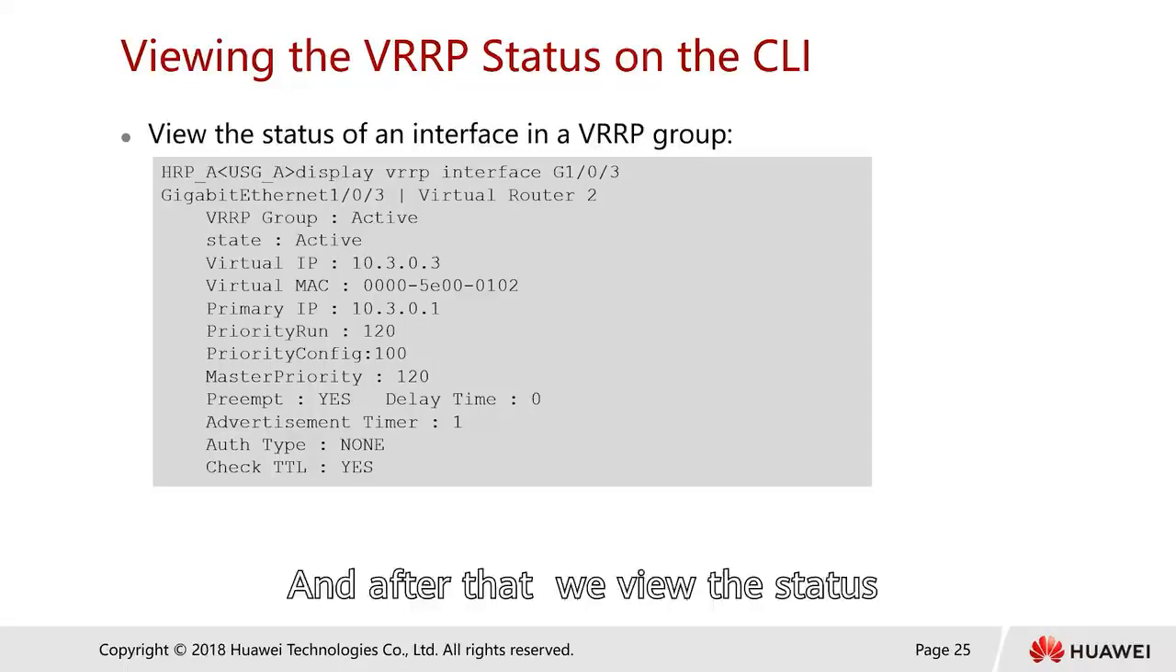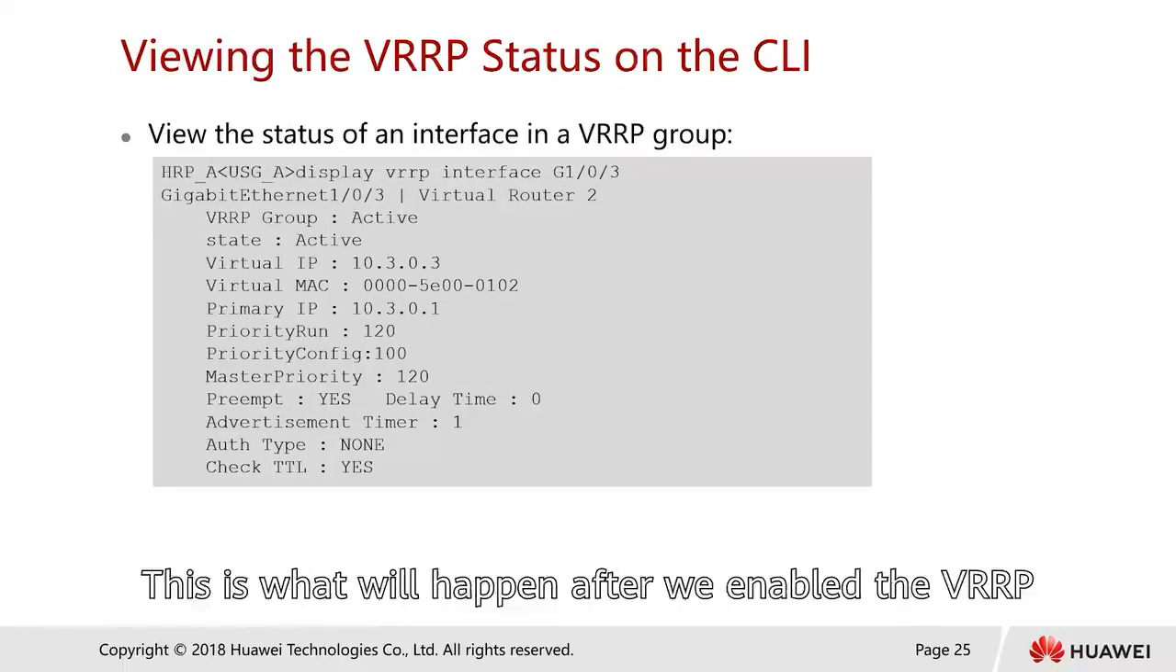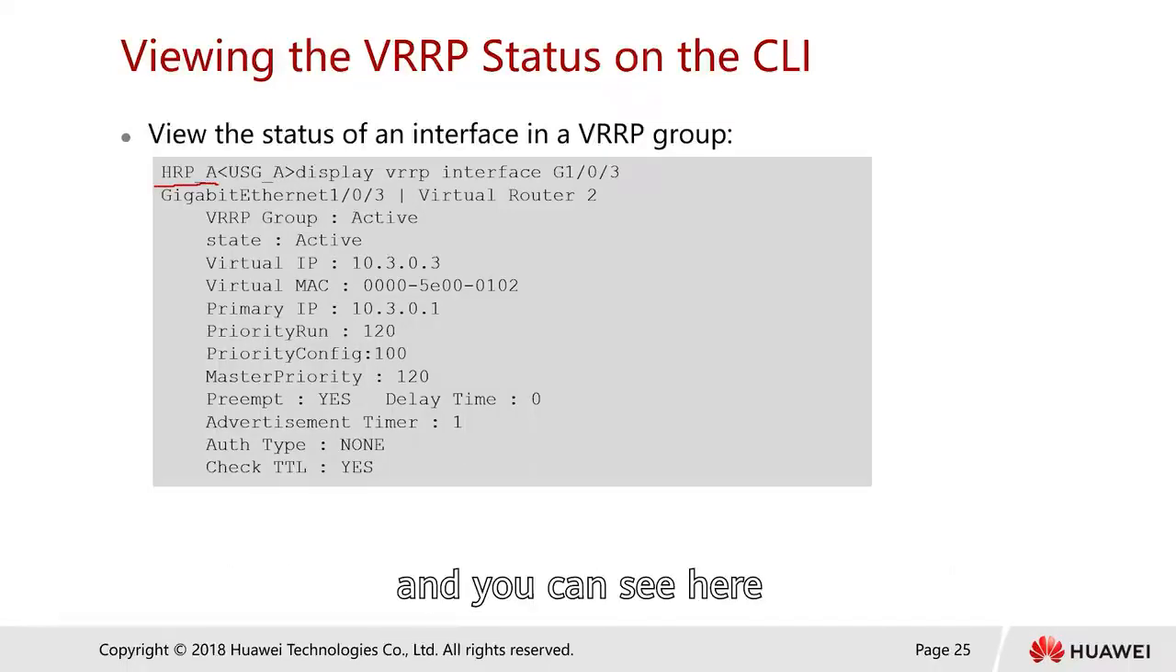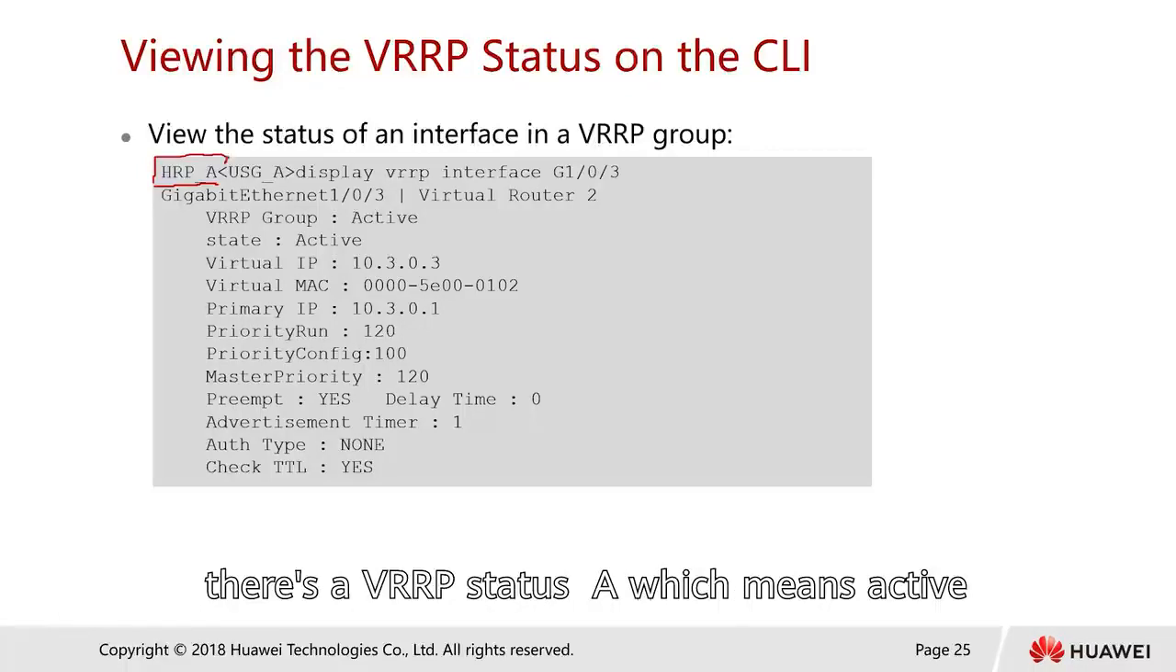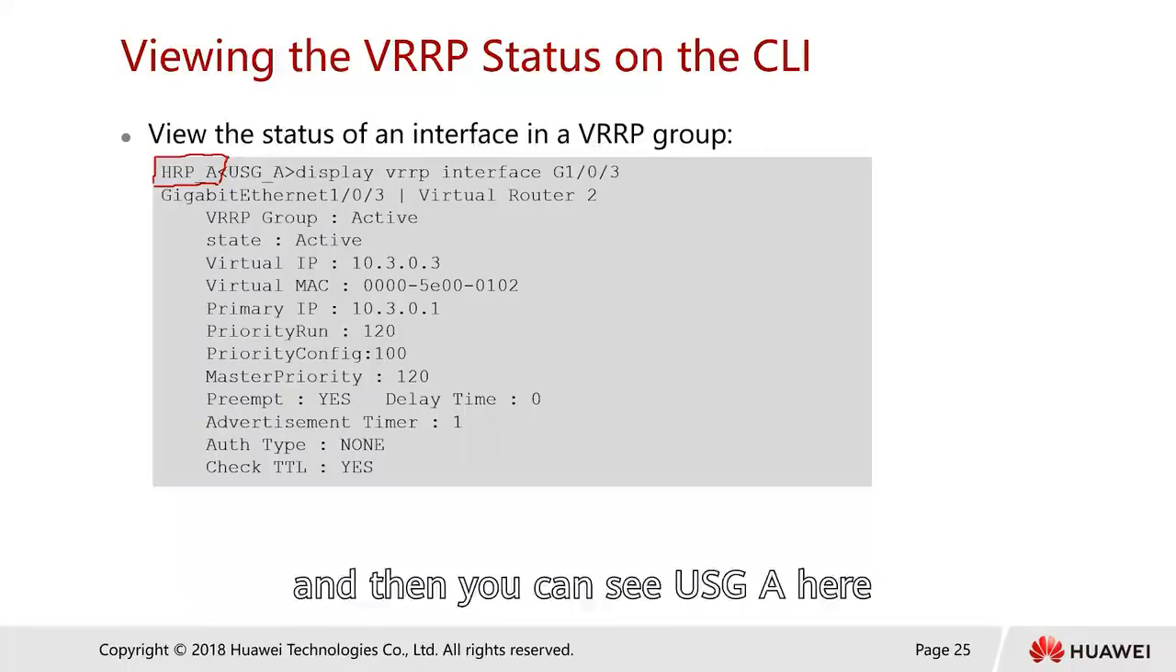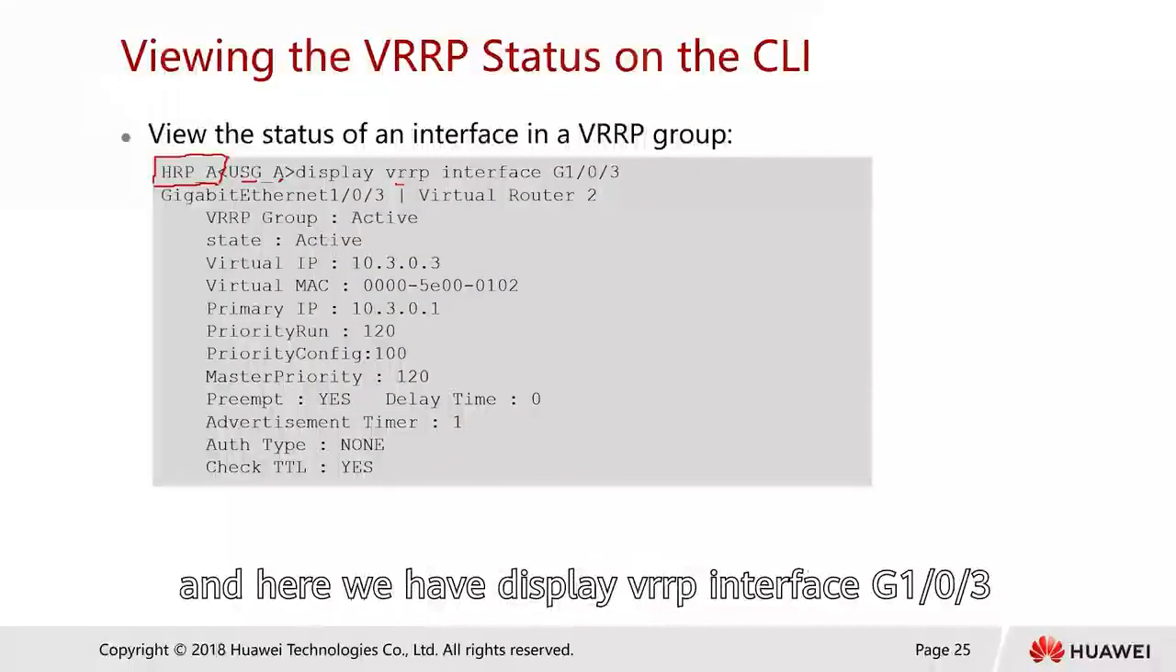And after that, we view the status. Okay, this is what will happen after we enable the VRRP. You can see here there's a VRRP status A, which is the active, right? And then you can see there's a USG A here, which is the first router, sorry, the first firewall. And here we have display VRRP followed by interface G1/0/3.